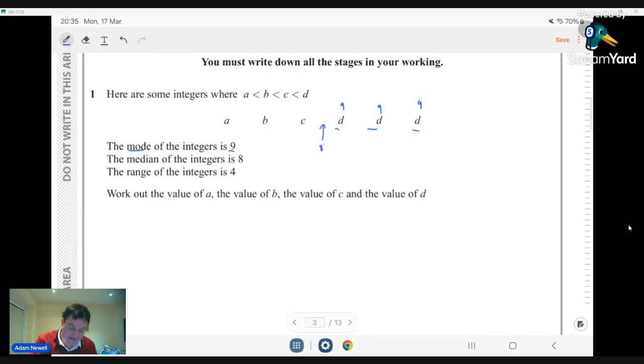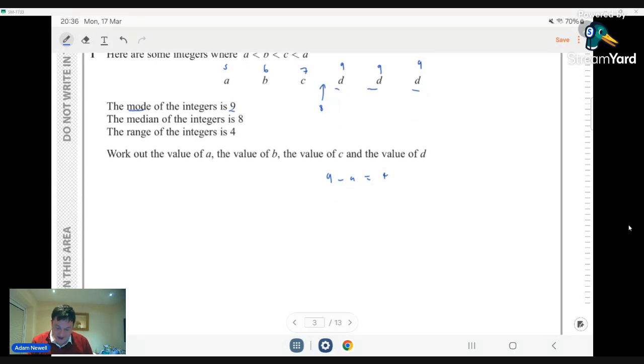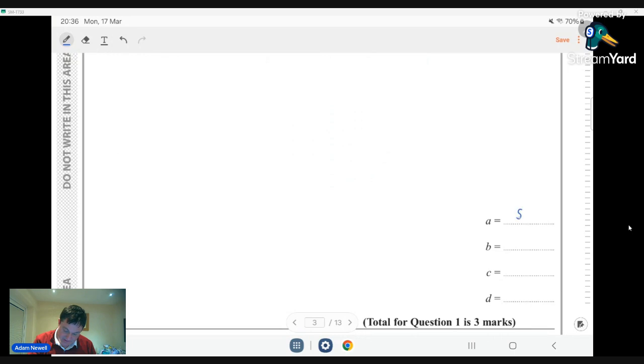So if the median is 8, C has to be 7. If the range is 4, 9 take away A must equal 4. 9 take away 8 must equal 4. So therefore A must equal 5. And then B is bigger than A, it's bigger than 5, but it's less than 7. It must be 6 because they're all integers. So A is 5, B is 6, C is 7, and D is equal to 9.